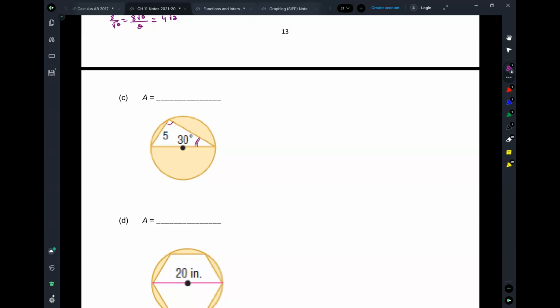So if this is the short leg, then the long leg is how much? 5 root 3. And this side is 10. So the radius here is 5. Good. So we know what the area of the circle is, right? So the area of the shaded part is equal to the area of the circle, which is pi times 5 squared, 25 pi, minus the area of the triangle.